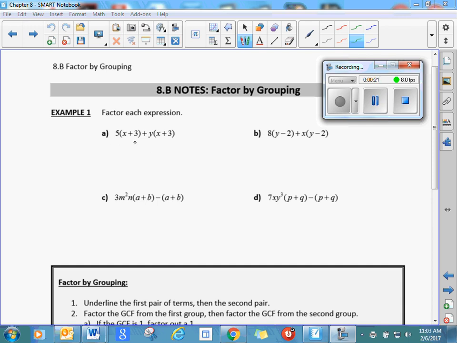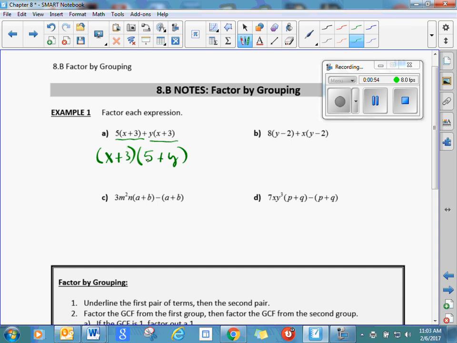So if you're looking at this expression and you ask yourself, these two terms, this term and this term, what do they have in common that you can factor to the outside? You can see that this binomial, x plus 3, can come to the outside. So you bring him to the outside with parentheses around him, and what's left after you divide or take out the x plus 3 from each term, what's left on the inside is 5 plus y.